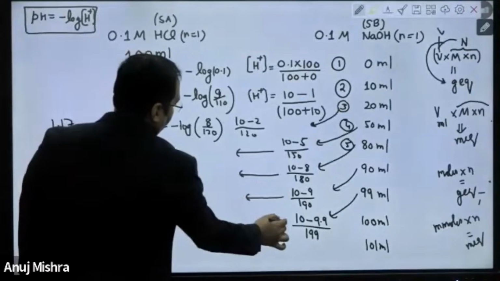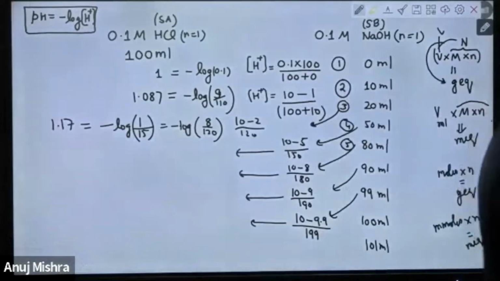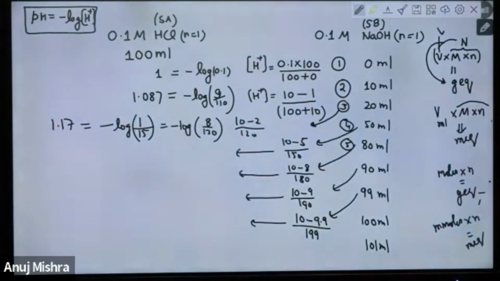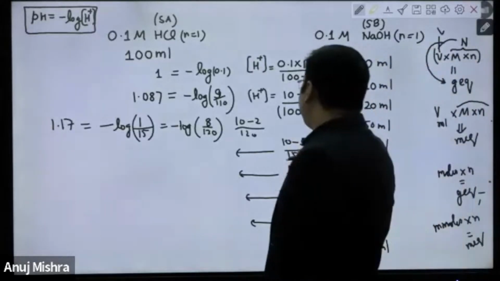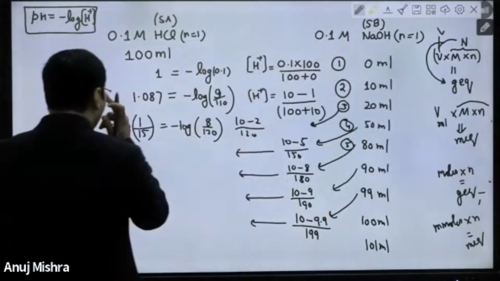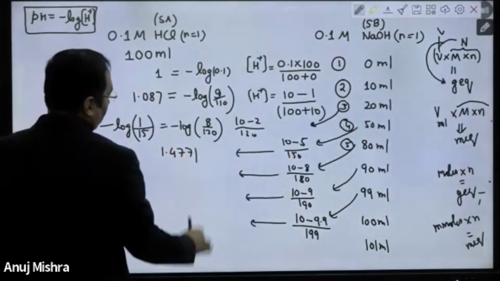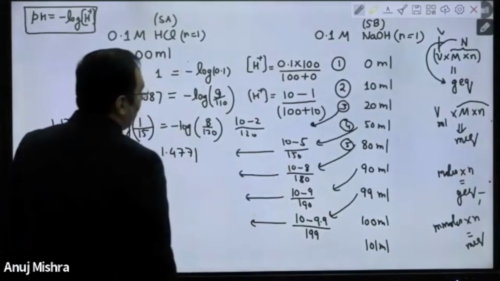Please solve quickly, give me the numbers for all these four. So what did you understand? What are we trying to do? We are trying to neutralize H plus, right? What are the numbers? 10 minus 5/150 is 5/150, which is 1/30. How much will 1/30 be? 1.47. Next is 2/180.